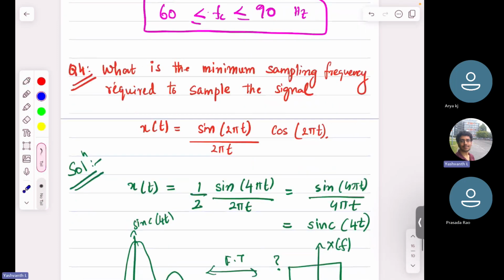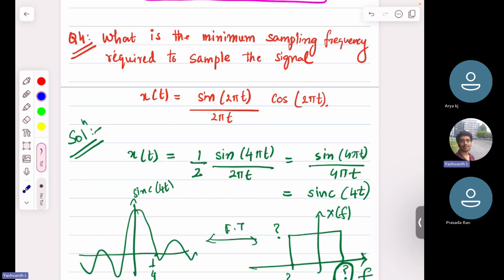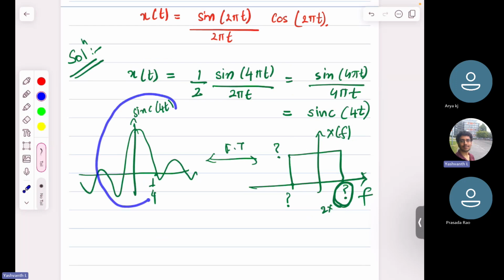The question is asking what is the minimum sampling frequency. That is the Nyquist rate, which is nothing but 2 times the maximum frequency content of that signal. If I want to understand the maximum frequency content of sinc of 4t, I need to take the Fourier transform, because the Fourier transform measures the frequency content of any signal. I know that the Fourier transform of a sinc function is a rectangular window. Is it correct?